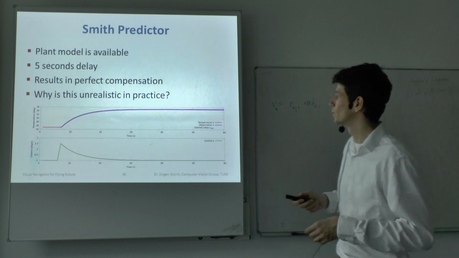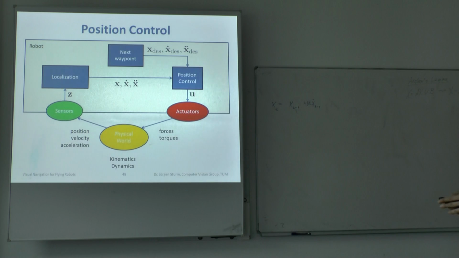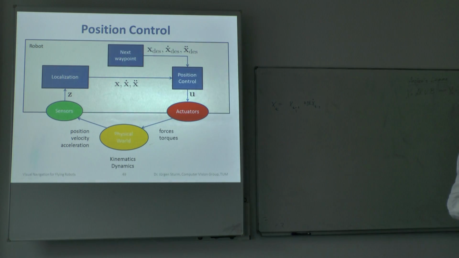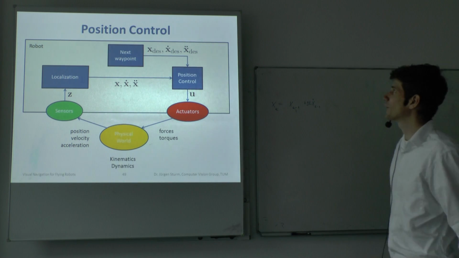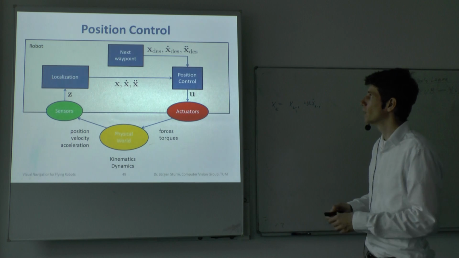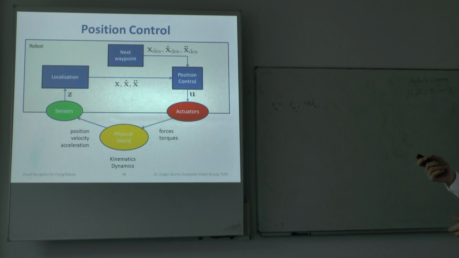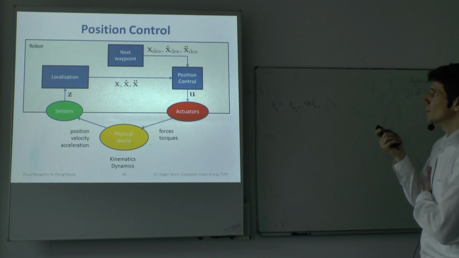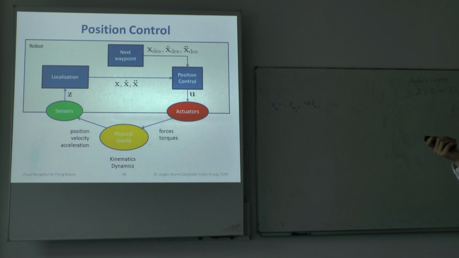Okay. Good. So now with this, we can implement position control. Of course, in principle we then have to deal with 3D waypoints and 3D poses. We have certain measurements from our localization module.